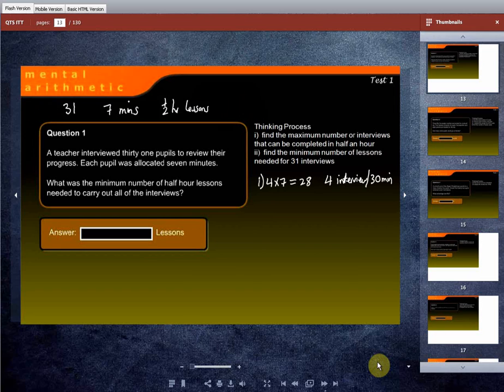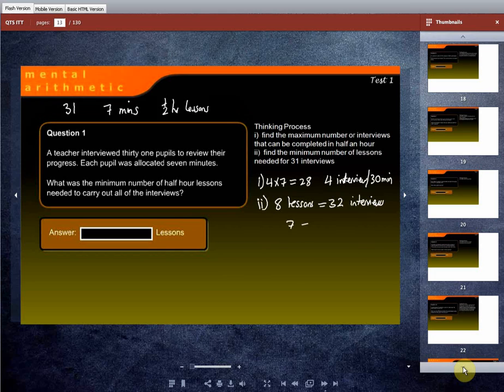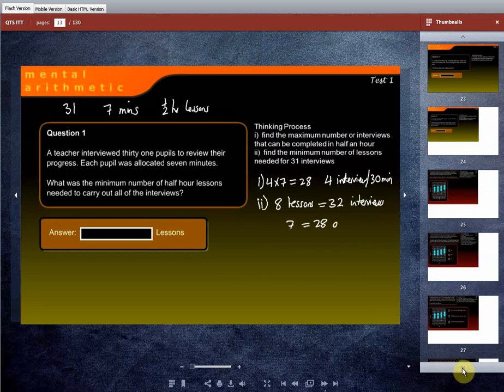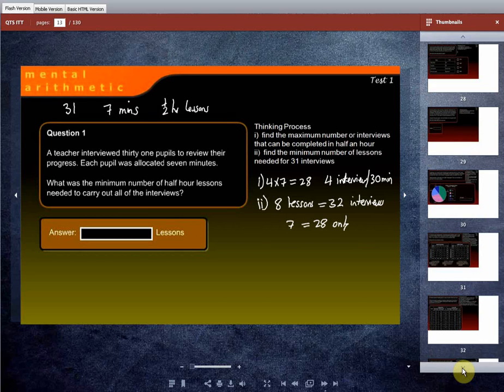We have 31 interviews to complete, and we can manage 4 per half-hour lesson. So 8 lessons will be sufficient for 32 interviews, meaning 8 lessons is plenty for 31 interviews. 7 lessons would only be enough for 28 interviews. It's a basic understanding of the 8 times table. So the answer is 8 lessons.